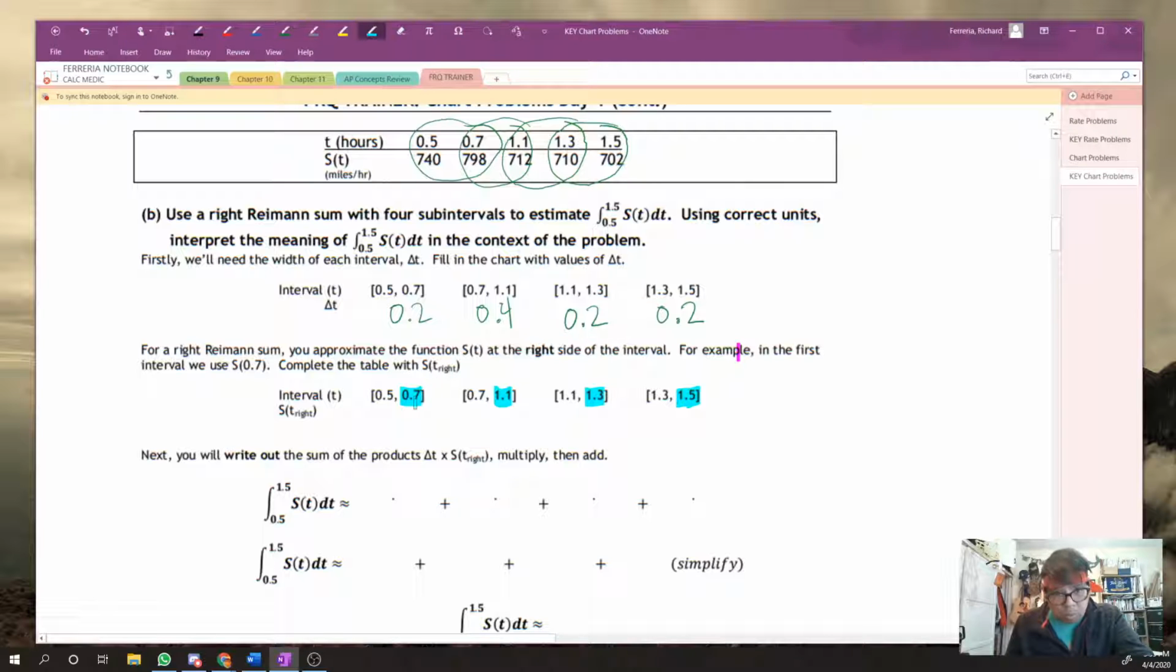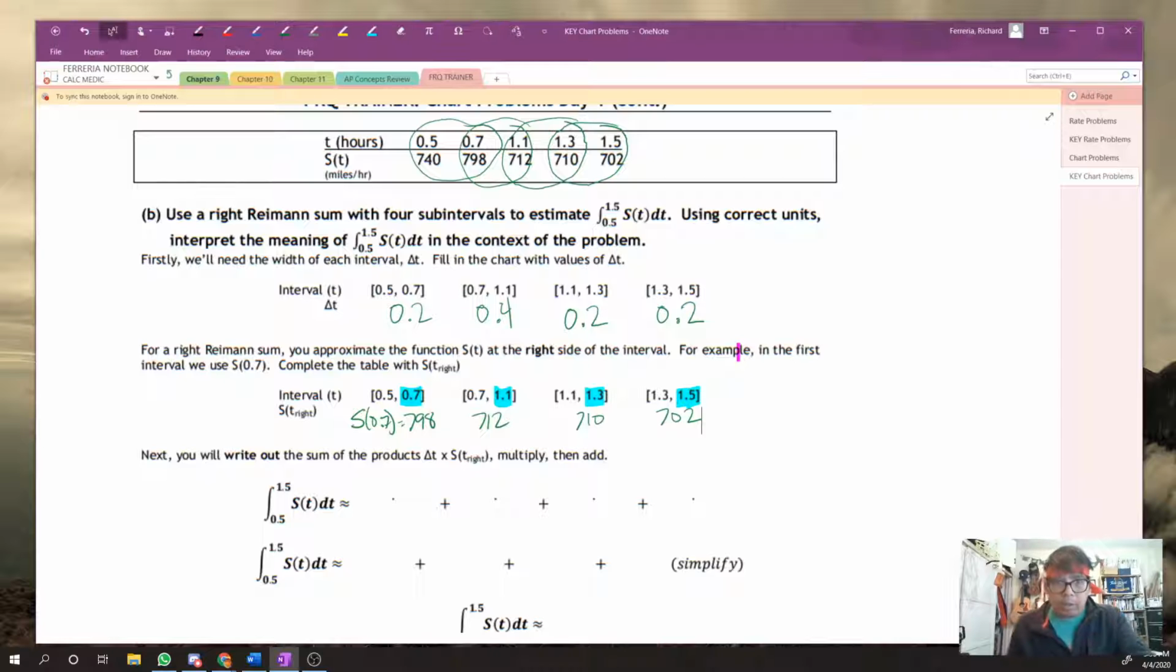So at the right side, that is clearly at 0.7. What is the speed at 0.7? Well, that's 798. So let's write S of 0.7 is equal to 798 AU. And we'll continue down the line.